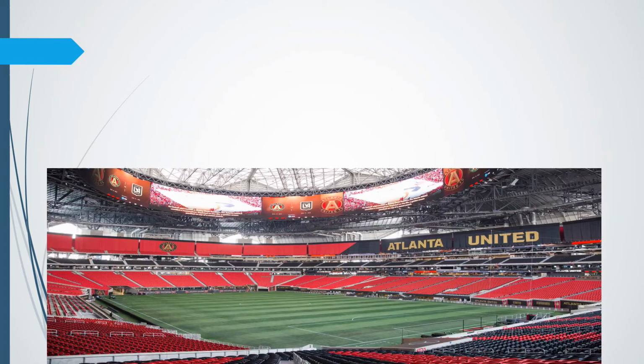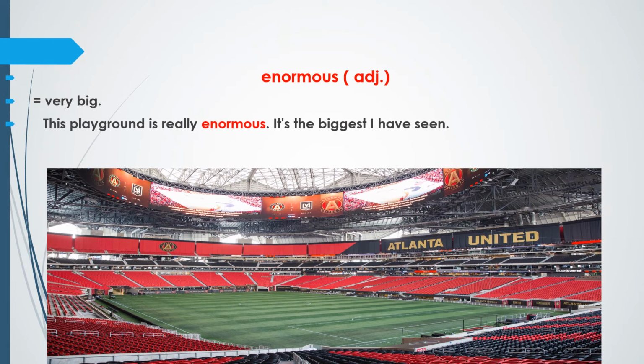Look at this picture. What have you seen here? Yes, we have seen a stadium. Is it a small one? No, it's enormous. Enormous means very big. Look at this sentence. This playground is really enormous. It's the biggest I have seen. Enormous is an adjective. And the opposite of enormous is very small.